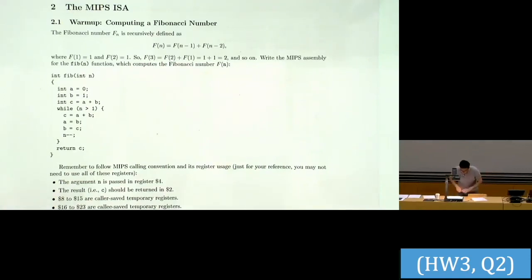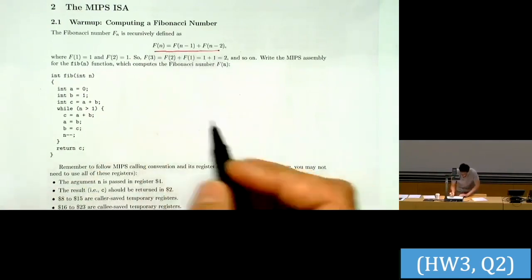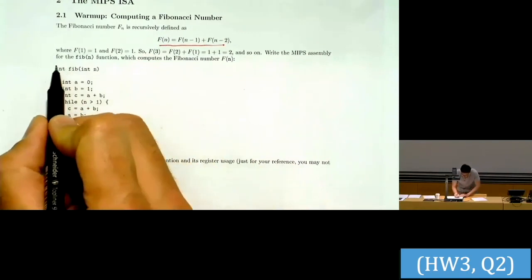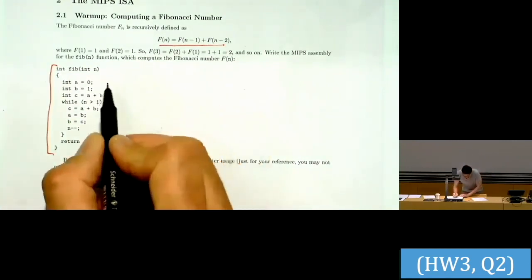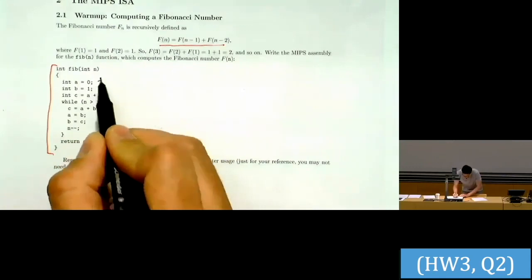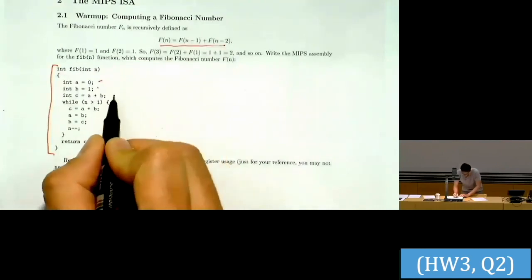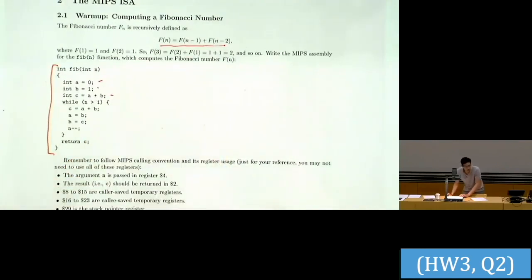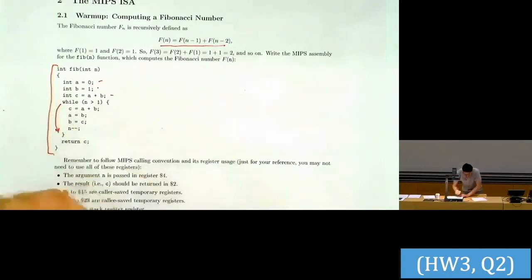And as you know, this is the expression for calculating the Fibonacci number. And here you have a high-level language code, C code, to calculate this Fibonacci number. So as you can see, we have 3 variables. We have A originally equal to 0, B is equal to 1, and this is C, that is equal to A plus B. And then we get into this while loop that will be repeated like n minus 1 times.